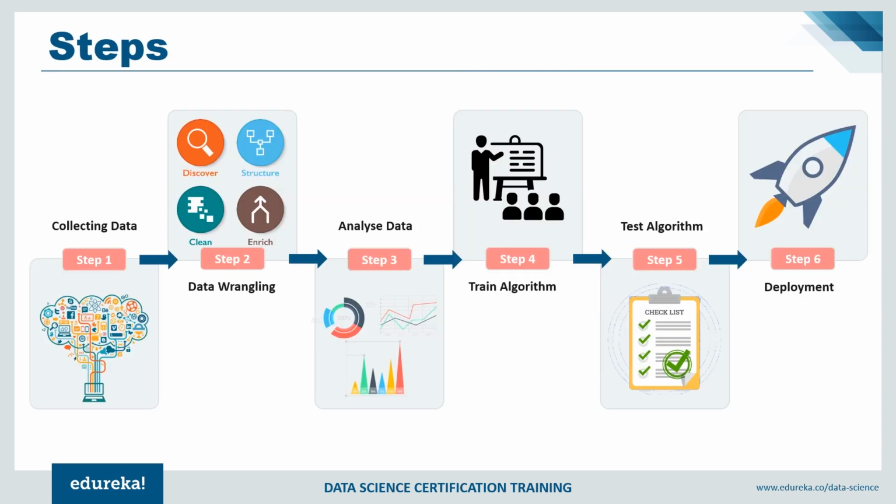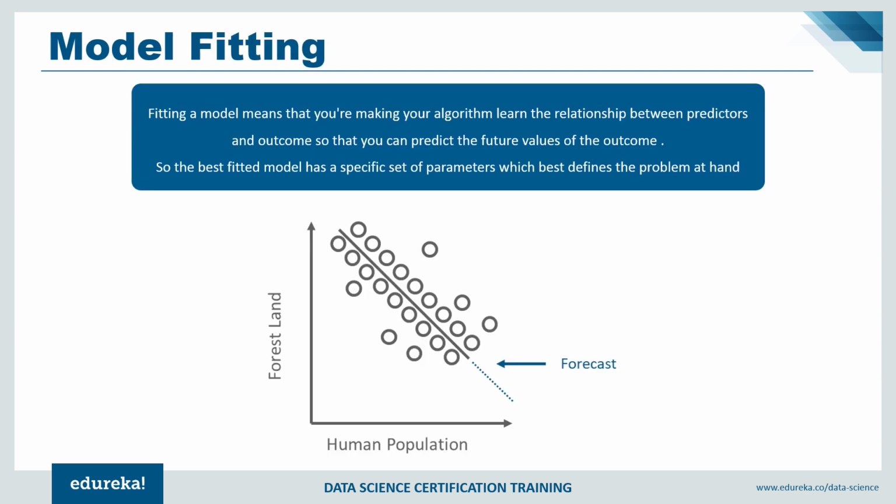Now typically you go through these steps: collecting data, data wrangling, analyzing the data, training the algorithm, testing the algorithm, and then deploying. So fitting a model means that you are making your algorithm learn the relationship between predictors and the outcomes so that you can predict the future values of the outcome. The best fitted model has a specific set of parameters which best defines the problem at hand. Since this is a linear model with the equation y equals mx plus c, the parameters the model learns from the data are m and c. So this is about model fitting.